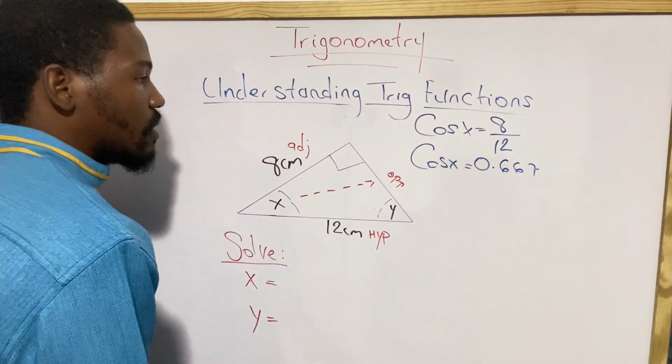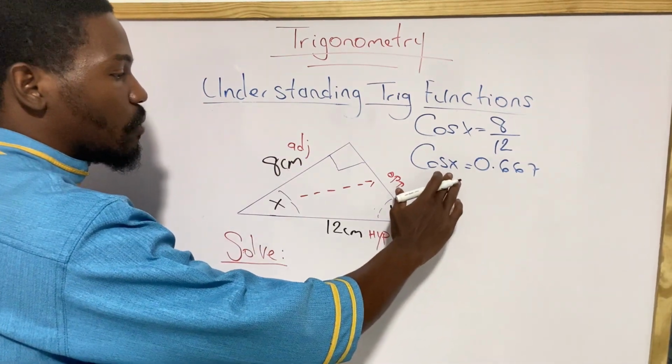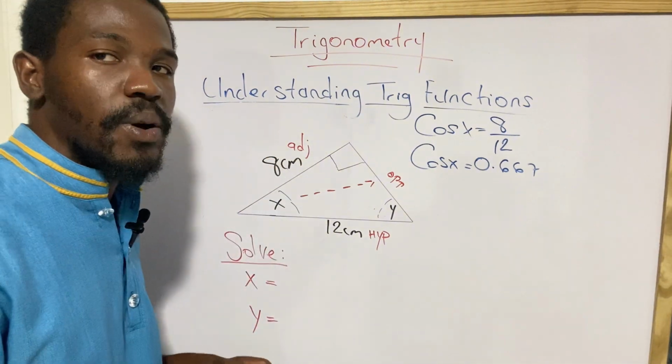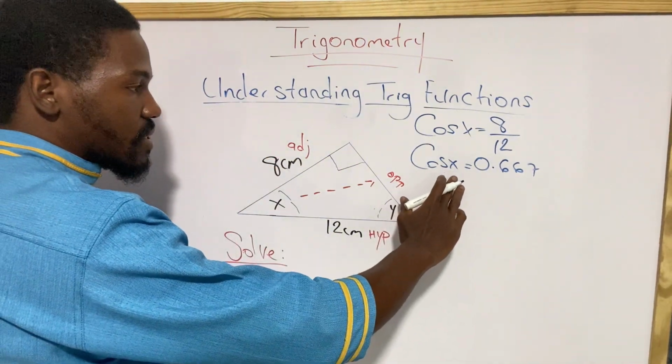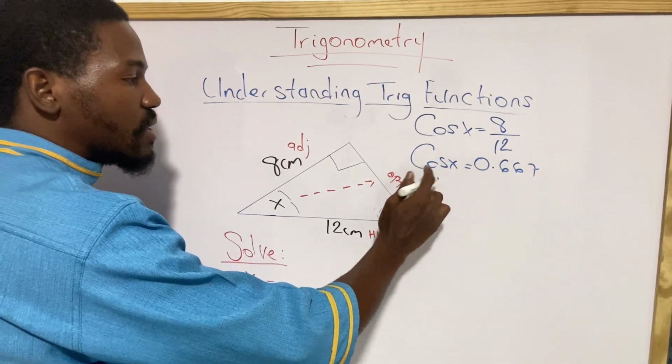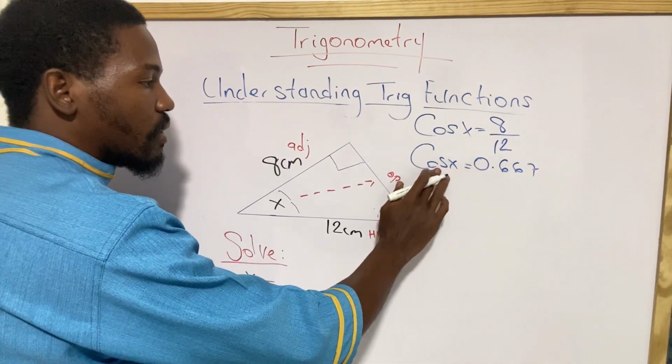Now, if we look carefully, we want to find x. X is what we're trying to find. Now, if we look, we have cos of x. We need to get rid of this cos right here. We need to get rid of it.